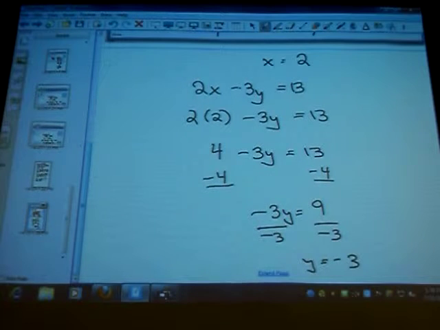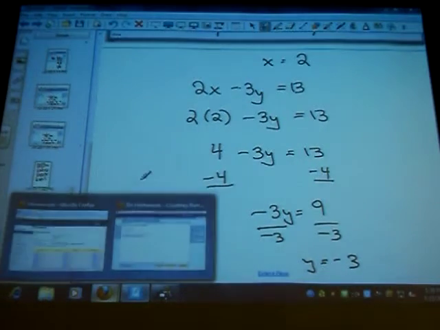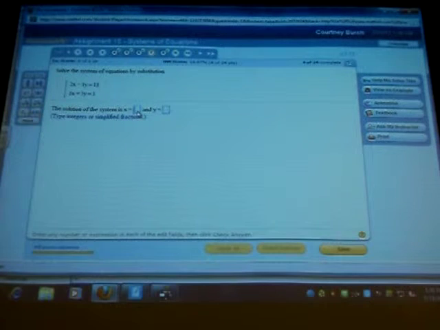Okay, make sure you are being careful with your signs there. That's a big problem. My x is 2, my y is negative 3.